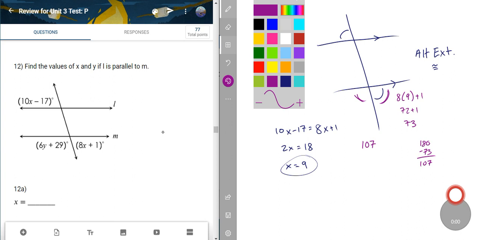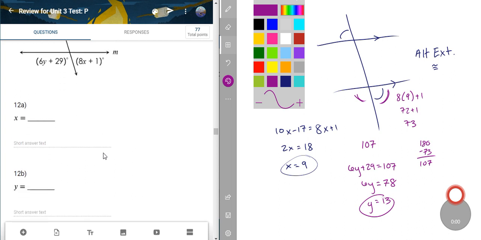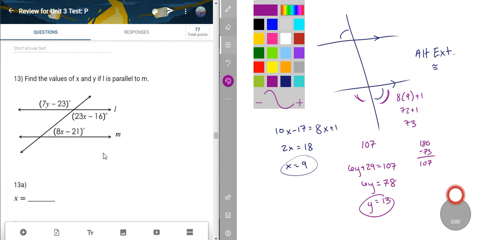And so I now know that 6y plus 29 is equal to 107. Let's subtract 29 from both sides, which is 78. Divide by 6, which is 13. y equals 13, and we're in good shape. Last one of these, I believe.